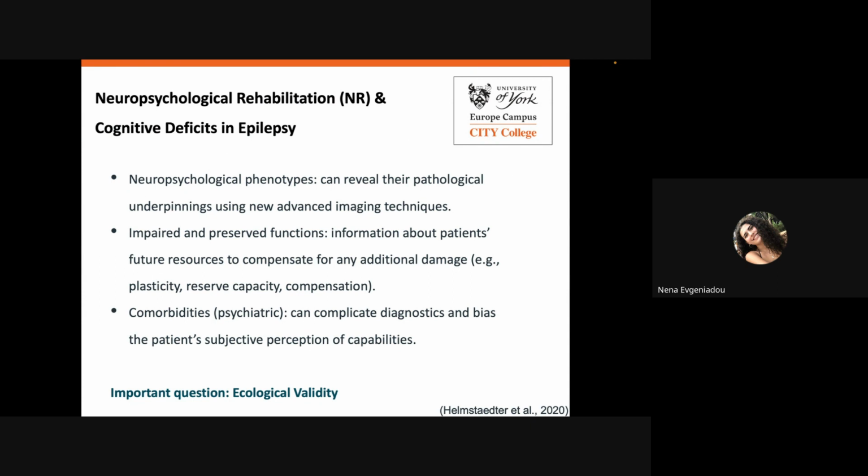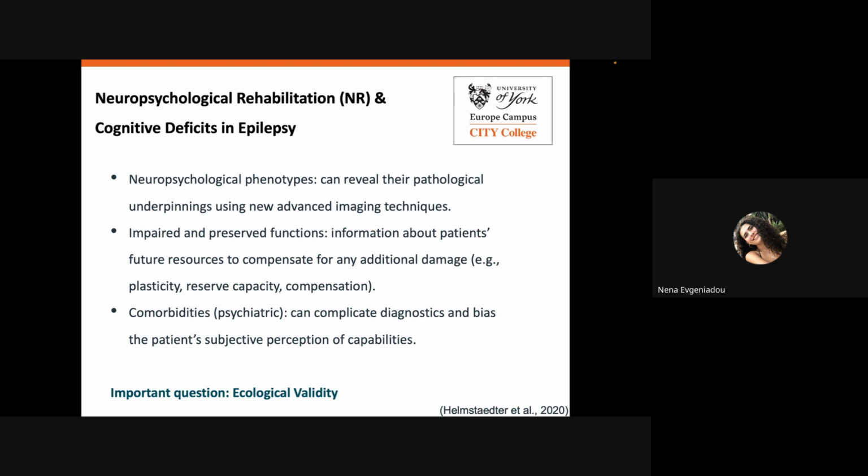So we've seen why we need to know this information, because we have neuropsychological phenotypes of individual types of epilepsy and what they can reveal. We need to know the history background and the clinical profile, because we can reveal their pathological underpinnings. We can know the strengths and weaknesses, the impaired and preserved functions, so that we can have future resources to compensate for additional damage. And as previously mentioned, we can check for any type of comorbidity, because that can complicate diagnosis and bias the patient's perception of abilities.